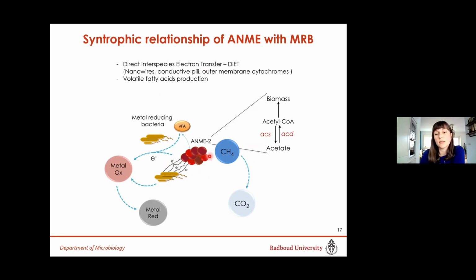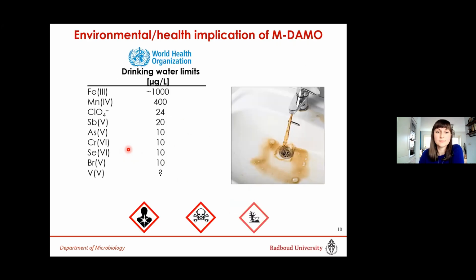It has also been shown that ANME2 archaea encode the ACD gene, which is the gene catalyzing the conversion of acetyl coenzyme A to acetate. So it appears that ANME2 can, in fact, produce some kind of volatile fatty acids, such as acetate. And if this is really happening, then we can also assume that these fatty acids could later be used by metal-reducing bacteria to further reduce these metal oxides. But again, this is just a hypothesis, and we do not yet have any evidence to show that these processes are really happening.